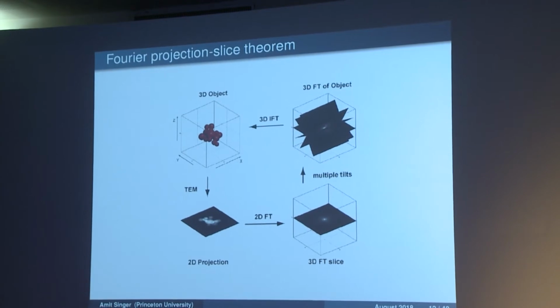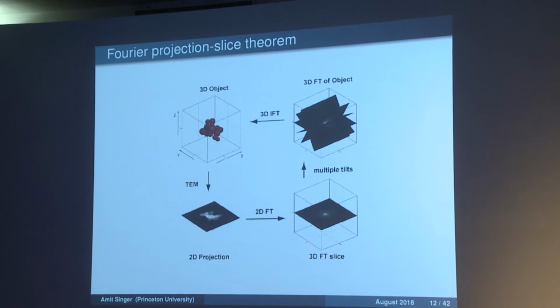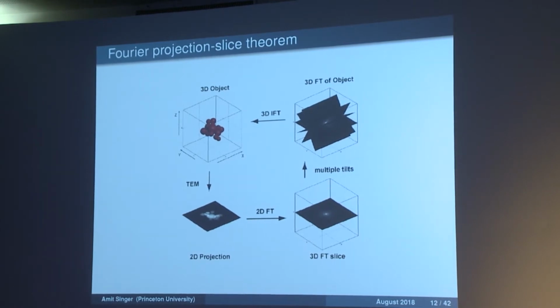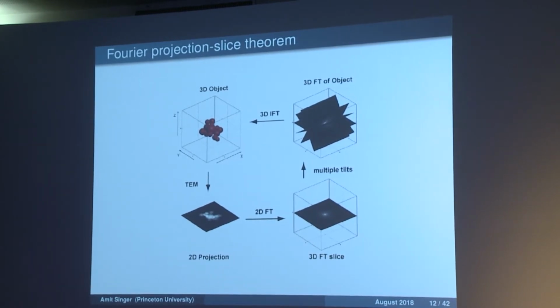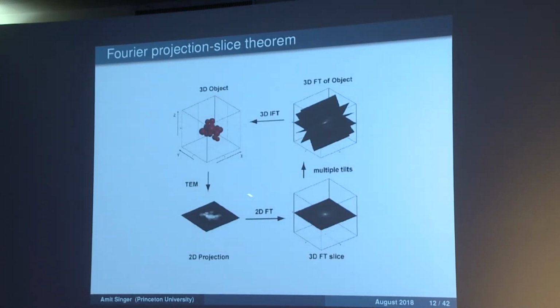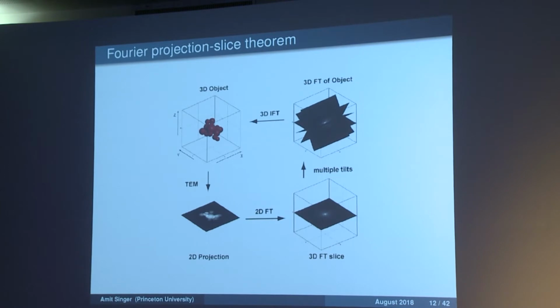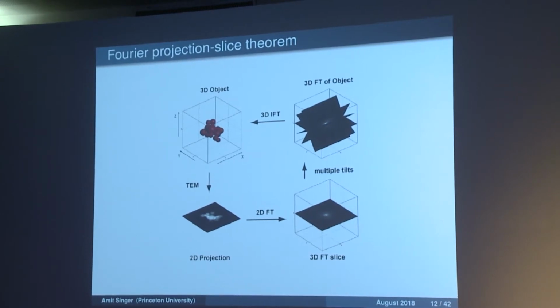There is a very basic tool from tomography that allows us to solve the reconstruction problem, at least for clean images, which is the Fourier projection slice theorem. It says that if you take a 2D projection image of a 3D object and then take its 2D Fourier transform, that is nothing but the restriction of the 3D Fourier transform of the 3D object to a planar slice that goes through the origin in Fourier space, and whose orientation is exactly the orientation at which you've taken the image.